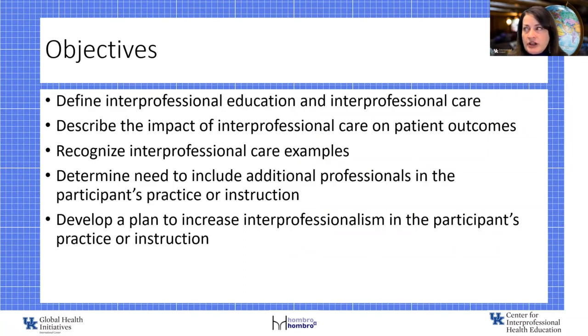Going on to the objectives, here's what we hope you'll get out of the day. An appreciation for the benefits of interprofessional education and care, and to see how it might affect your global health program. We also hope to give you the tools to begin to think about how you can identify which other health professions with whom you would like to work, and you can leave here with a plan for developing your team.